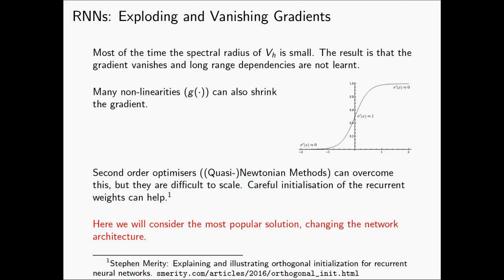But by far the most popular way of approaching this problem is just to change the architecture of the model. So to say the optimization problem's too hard, so instead let's change the model to try and force gradients to propagate more easily.